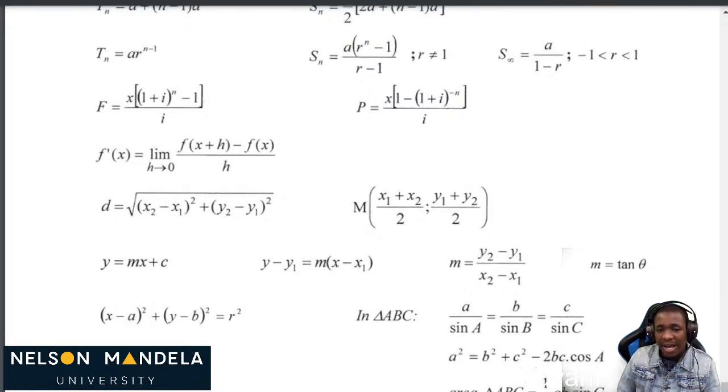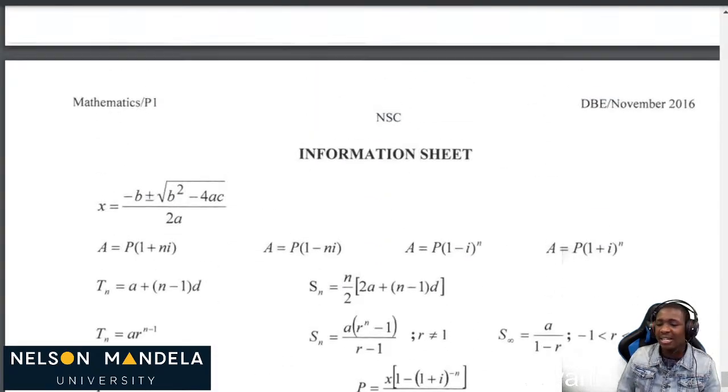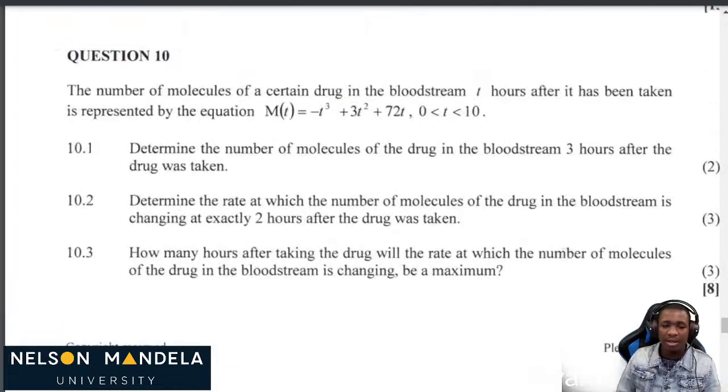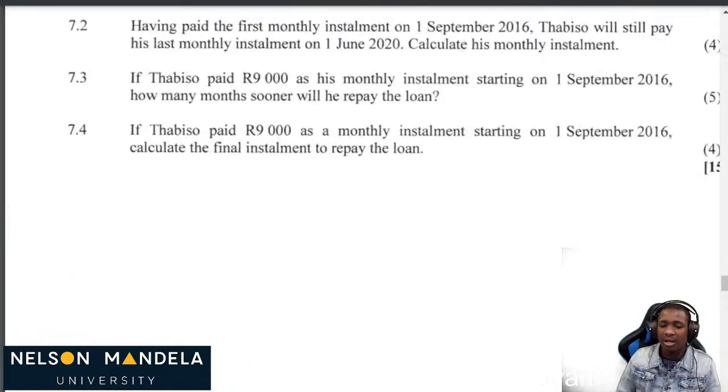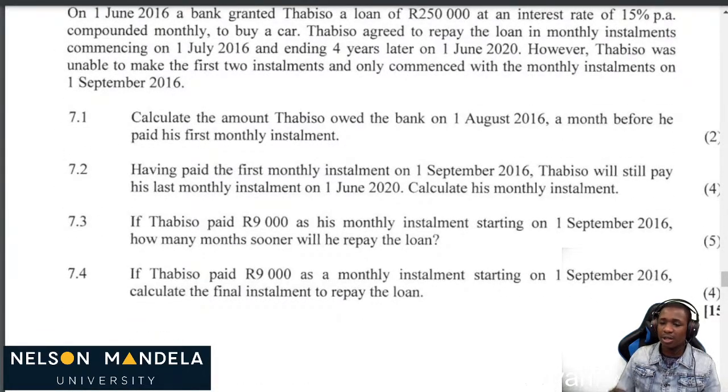P is equal to X, open square bracket, 1 minus (1 plus i) to the power negative n, over i. Always, it's always the case. The moment you hear that they tell you about someone being granted a loan, use that equation. There is always a mark for the equation. Please use that equation.